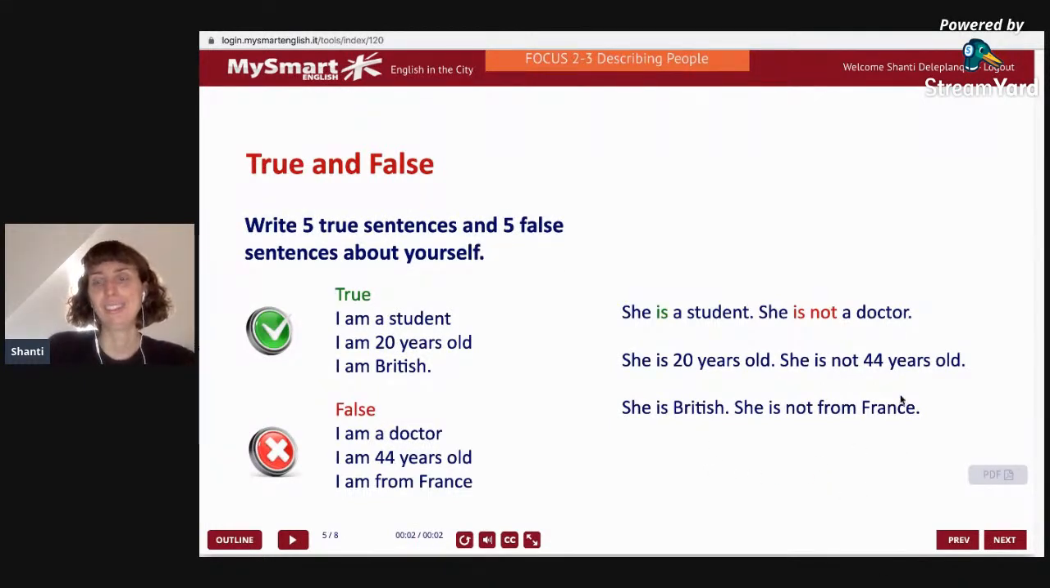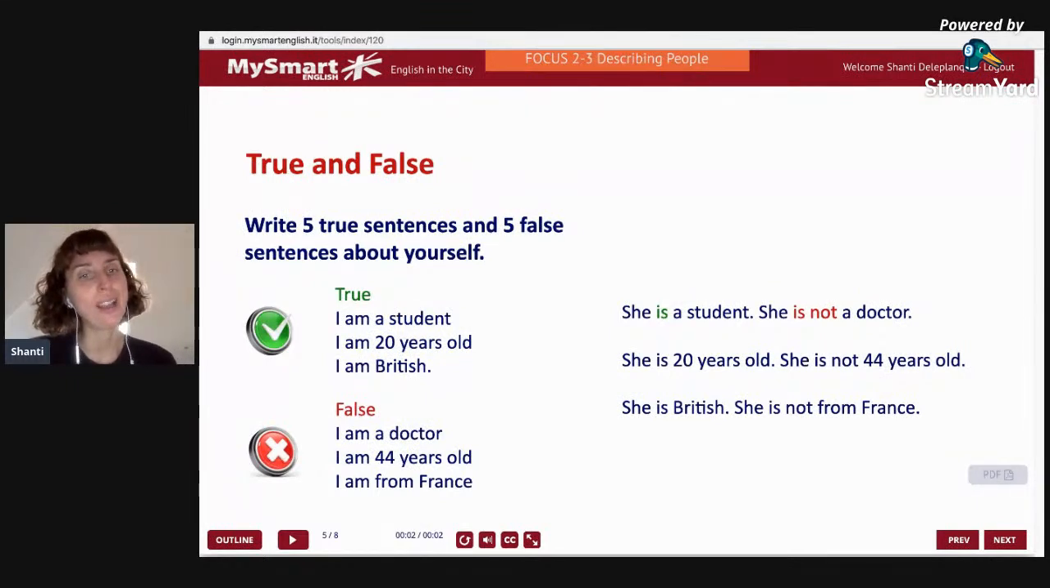Now, let's try this on the computer. You have to write some examples about yourself. You have to write one thing that is true and one thing that is false. For example, I can say, I am 37. I am not a secretary. Okay.